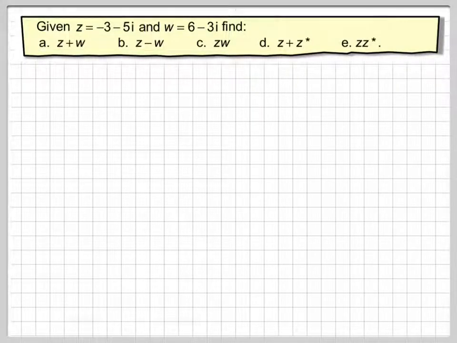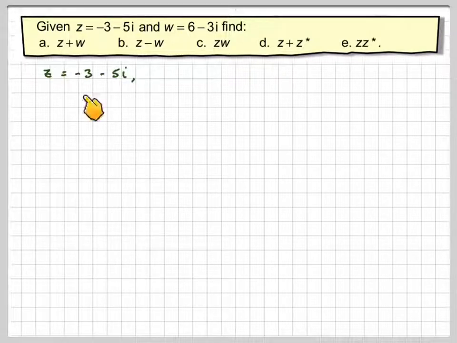Hi, in this video we're going to look at the addition, the subtraction, the multiplication and looking at the conjugate of a complex number. It says given that z is equal to minus 3 minus 5i and that w is 6 minus 3i, find a) z plus w, b) z minus w, c) z times w, d) z plus z star, and z star is called the complex conjugate, and e) z times z star.